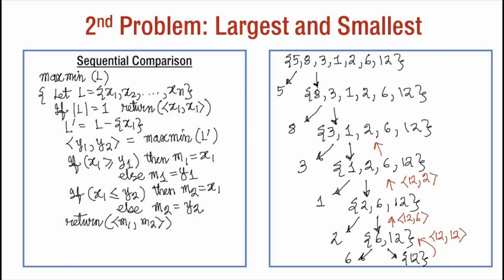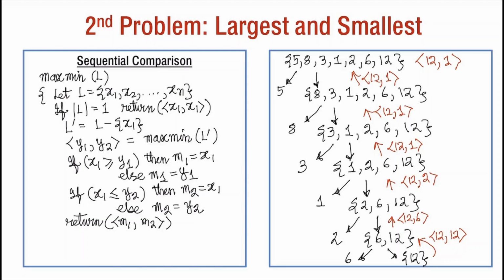Similarly, this will now return 12, 1. This will return 12, 1. And this will return 12, 1. And then with 5, the final result is 12, 1. As you can see, the final result is 12, 1. And how do we do this analysis?